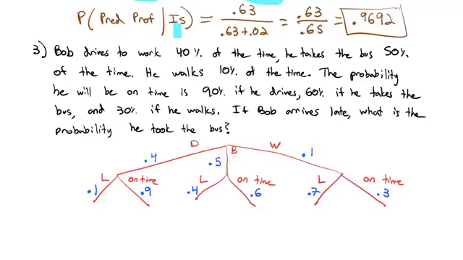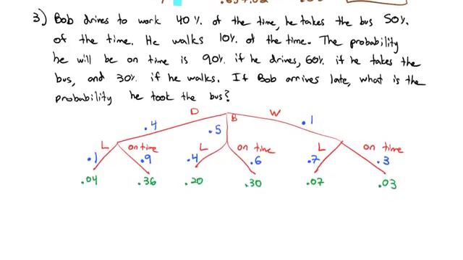Multiplying down the chain, then, driving and late is 0.04. Driving and on time is 0.36. Busing and late is 0.20. Busing and on time is 0.30. Walking and late is 0.07. Walking and on time is 0.03.